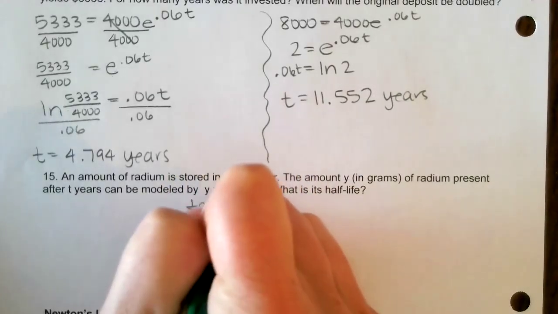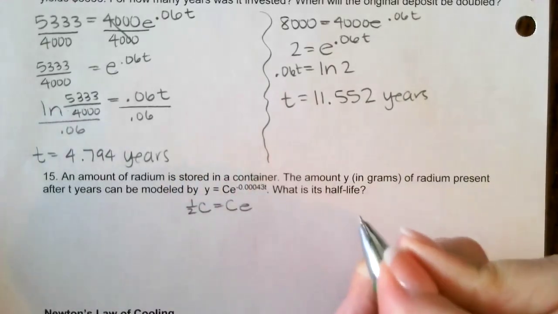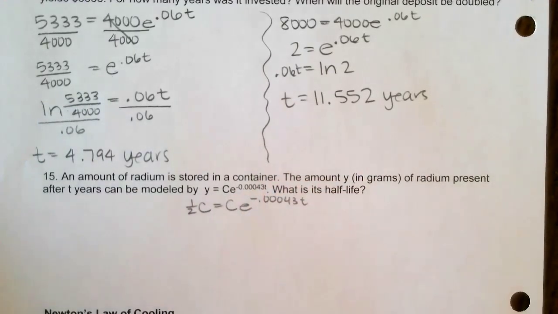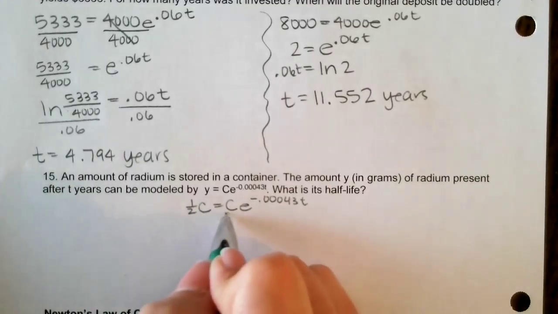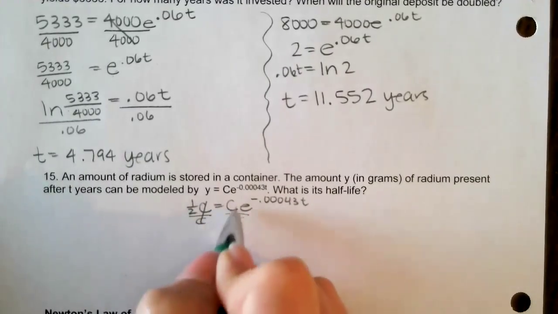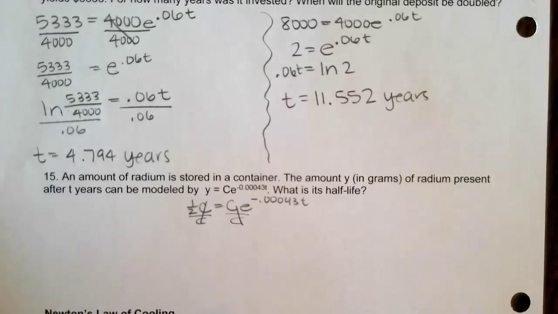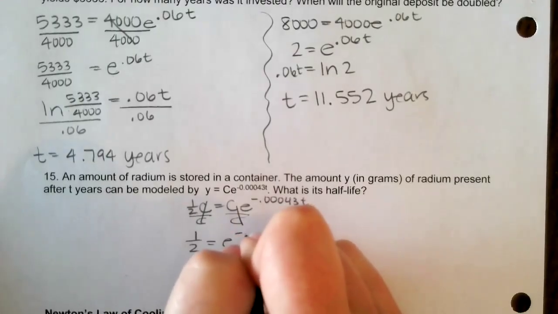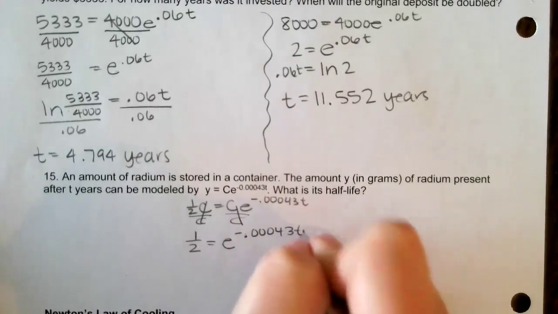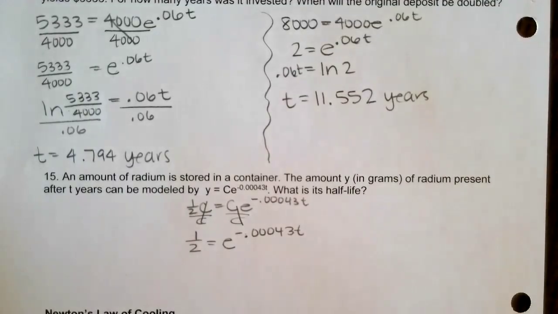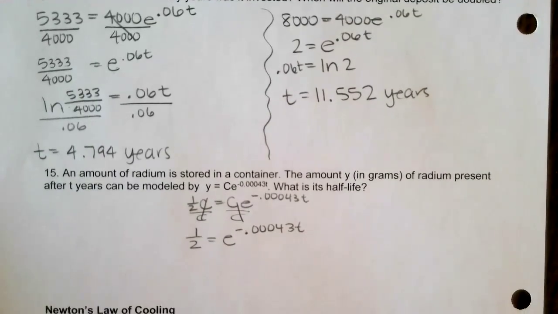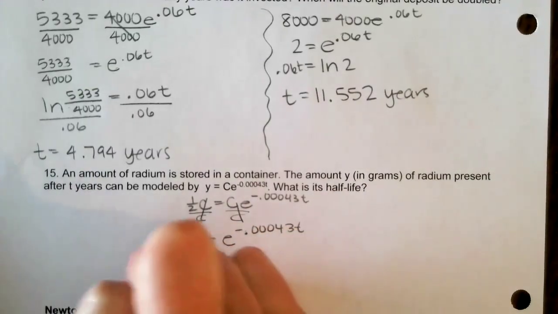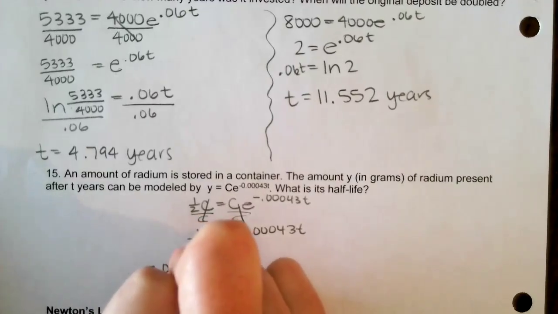So I would just do half of c is equal to c times e to the negative 0.00043t. Now, when I divide by c here, they're going to cancel on both sides. And so I get 1/2 is equal to e to that power. And we're ready to convert this to our natural log since it has a base of e. So it's not as hard as it looks. You just got to think a little bit through this problem.